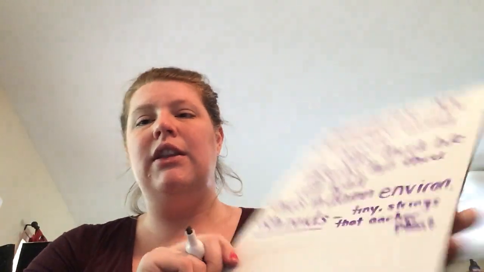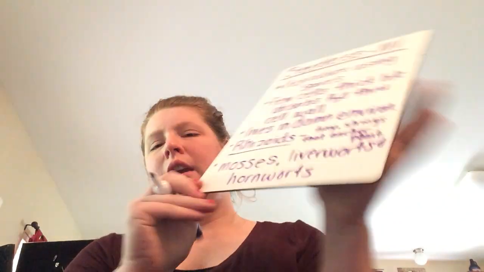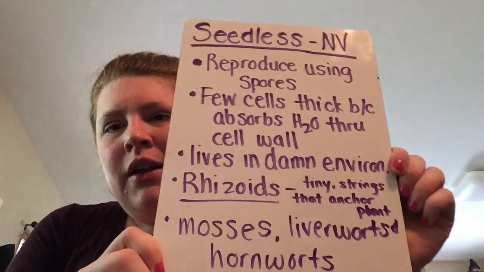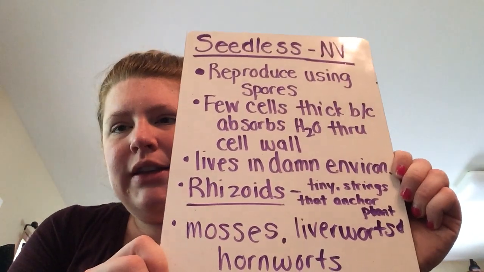So this makes these seedless and seed plants very easy to distinguish between. Last thing for this one is that some examples of these types of plants are mosses, as some of you found out, liverworts, no, not the warts you find on your body, and hornworts. There you go. All right, so those are our notes for seedless non-vascular.